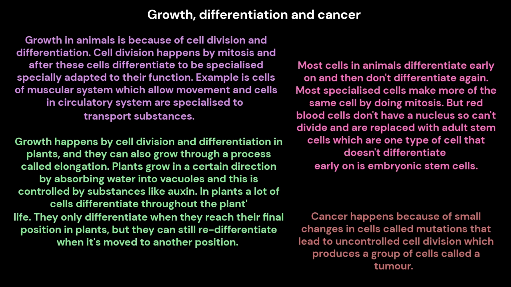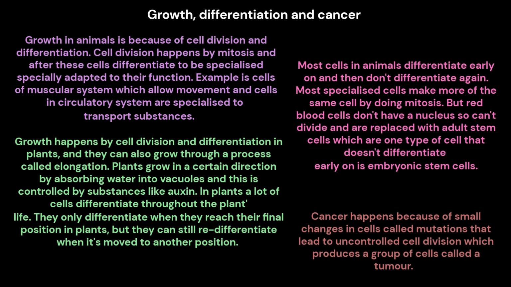Growth, differentiation, and cancer. Growth in animals is because of cell division and differentiation. Cell division happens by mitosis, and after this the cells differentiate into specialized forms specially adapted to their function. An example is cells of the muscular system, which allow movement, and cells in the circulatory system, which are specialized to transport substances. Most cells in animals differentiate early on and then don't differentiate again. Most specialized cells make more of the same cell by doing mitosis.